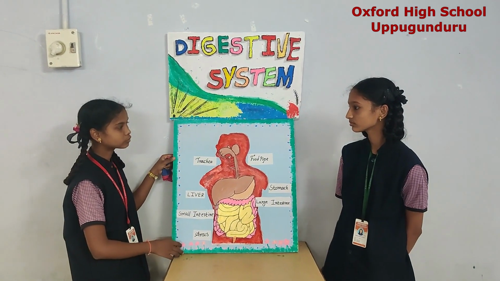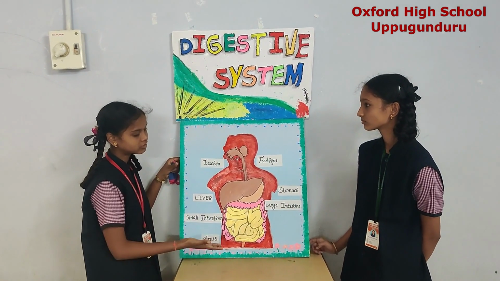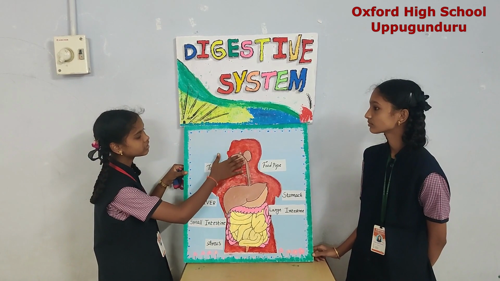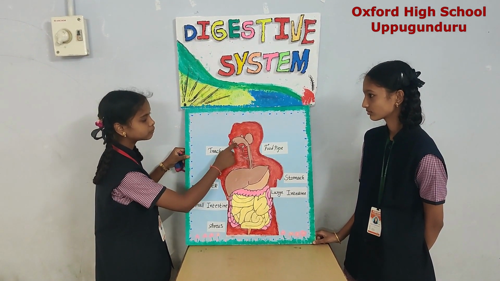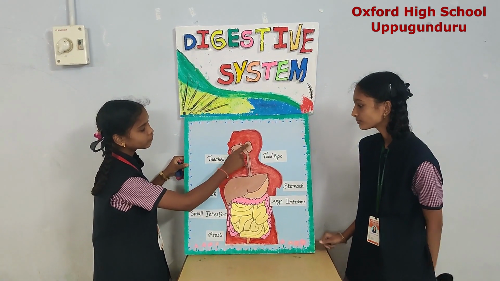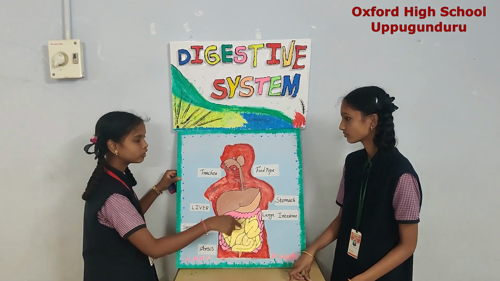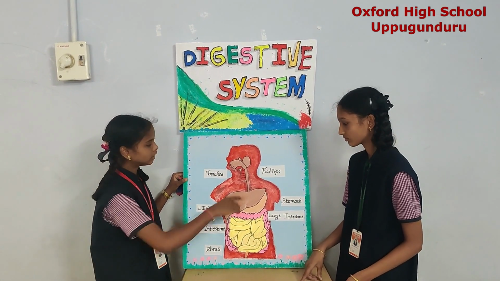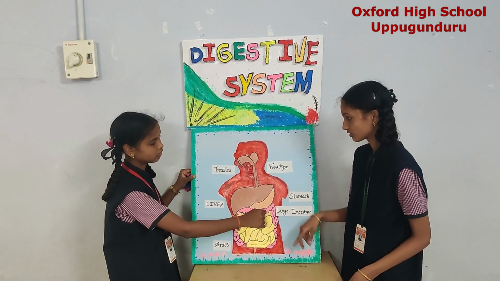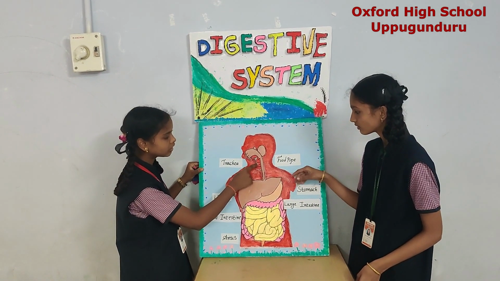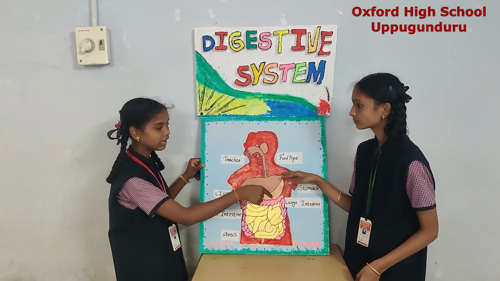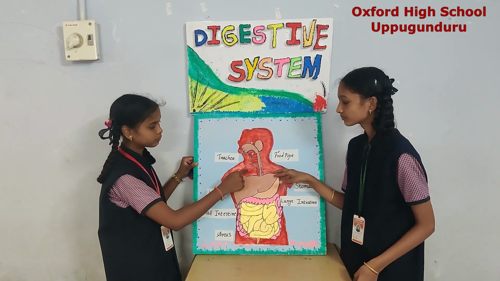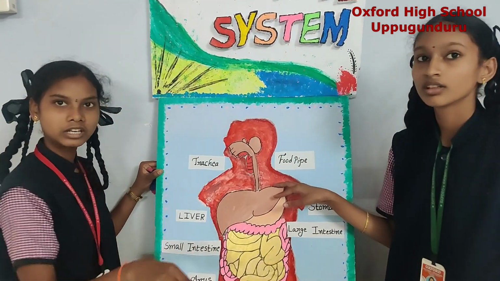Now I would like to tell about the alimentary canal, which extends from mouth to anus, and this is the food pipe. The food is moved in a wave-like path through the food pipe. This is the trachea, which is in red color. Through the trachea, the air passes to the lungs.